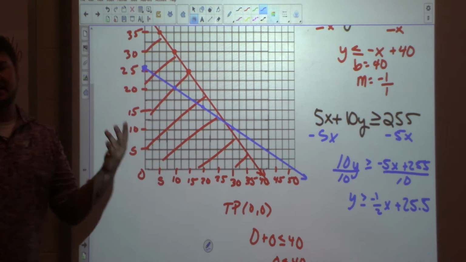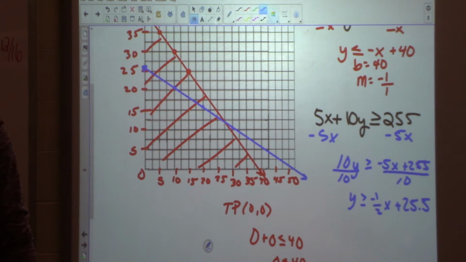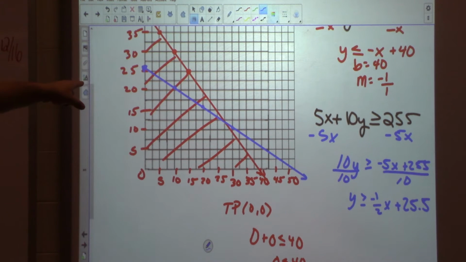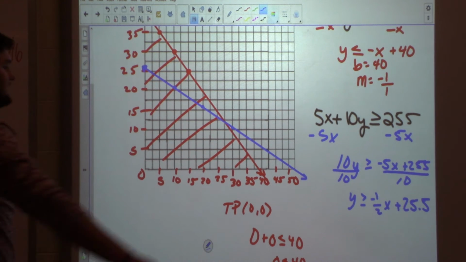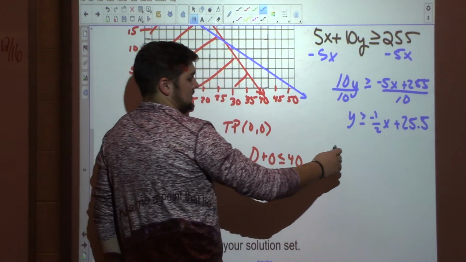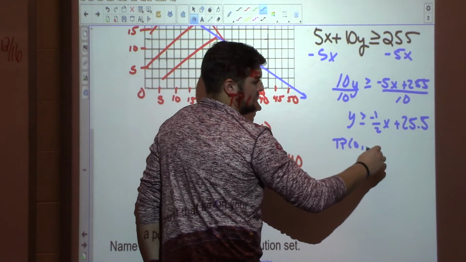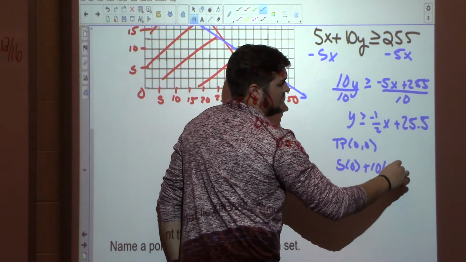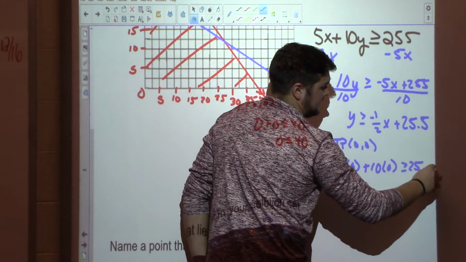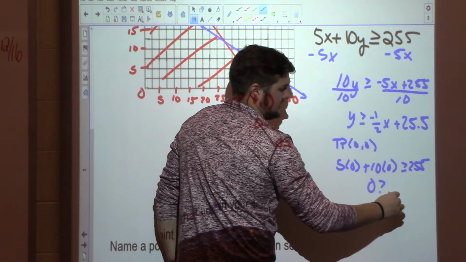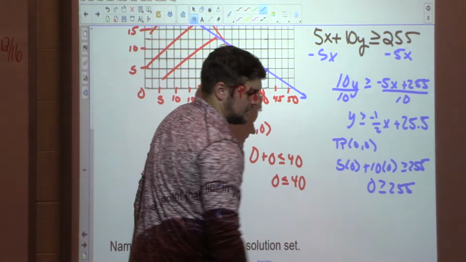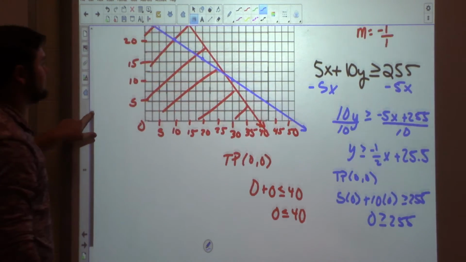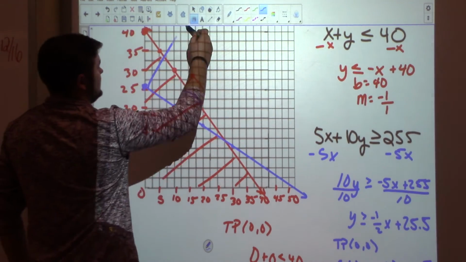Now I drew arrows on them. I probably wouldn't mark it wrong if I put arrows on them, but in this case you don't have to. Normally you do, in these problems you don't. Alright, so test point 0, 0. 5 times 0 plus 10 times 0 greater than or equal to 255 is 0 greater than or equal to 255? No, it is false. So that means I'm going to shade opposite of 0, 0.